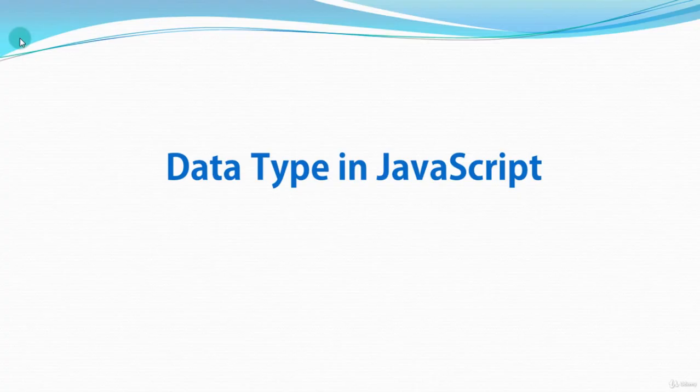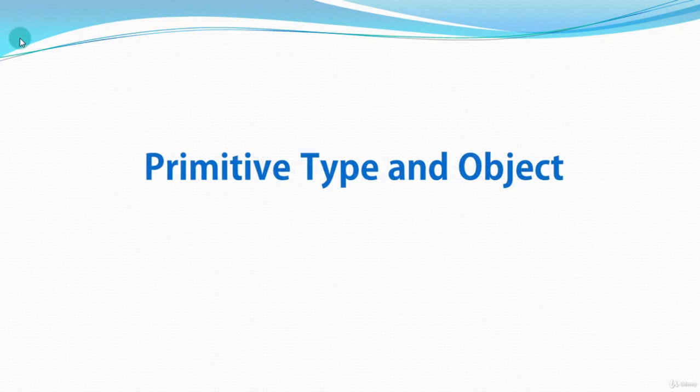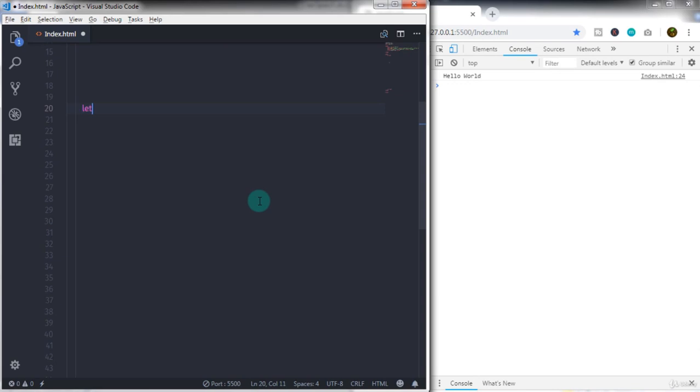In this tutorial, we will discuss data types in JavaScript. There are two types of data type in JavaScript: primitive type and object type. So, in this lecture, we will discuss primitive types. Keep in mind, JavaScript data, or you can say values, are either primitive or object. Primitive data types are immutable. Immutable means you can't change the value of the variable after you initialize it.